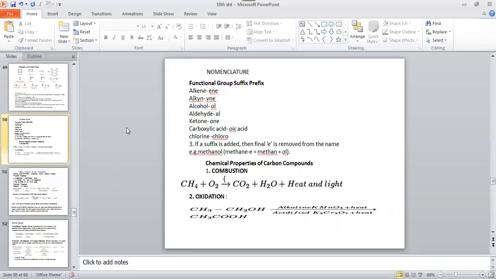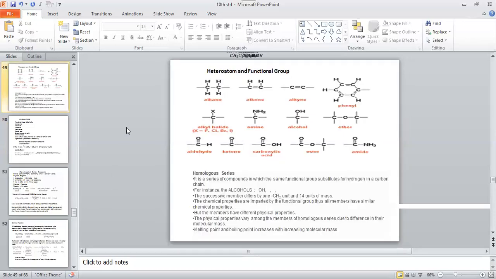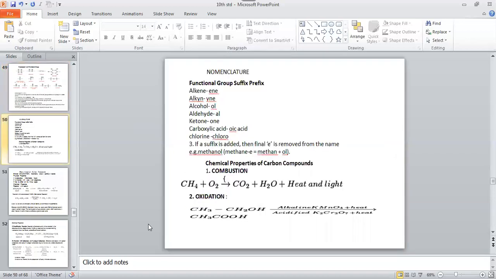We can have different homologous series like the alkane homologous series: methane, ethane, propane, butane, pentane. That is the homologous series of alkane. Like this, there are different examples of homologous series. Then, how nomenclature, that is the names, are given on the basis of functional group in organic compounds.